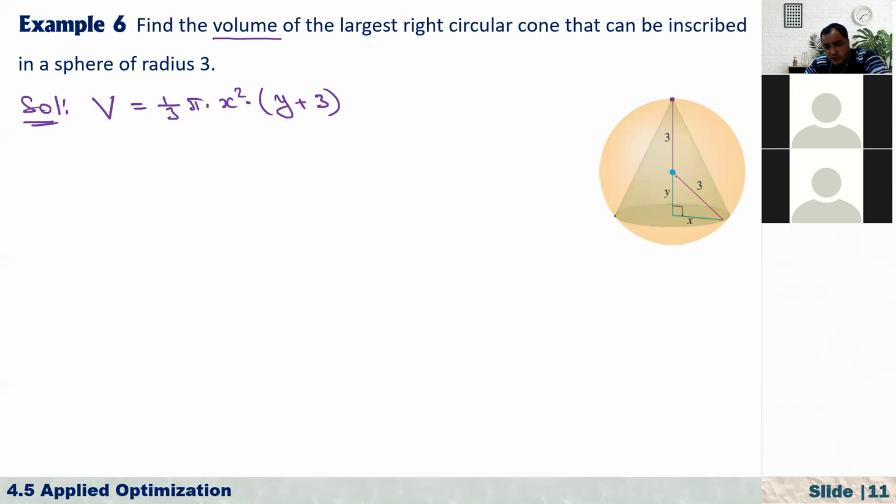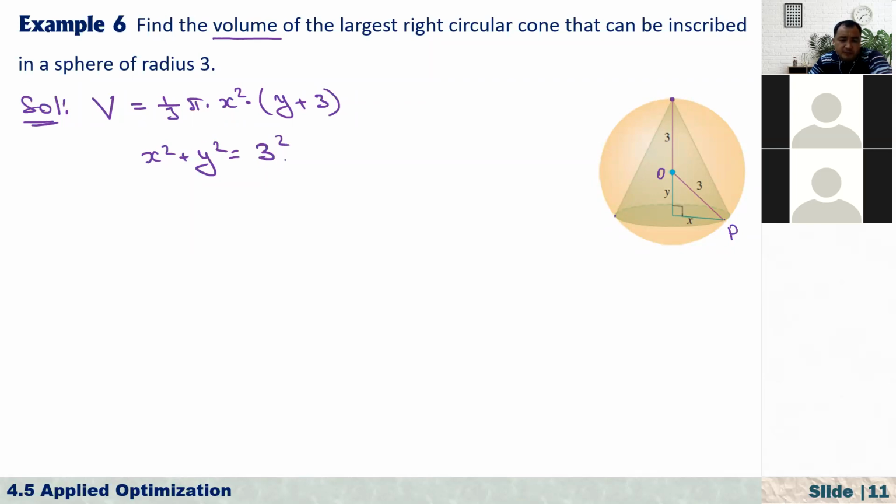Again, as you see here, if I join the center of the sphere with any point on the sphere, let's say P, they form a right angle triangle. From this right angle triangle, using the Pythagorean theorem, we have x squared plus y squared is equal to 3 squared, that is 9.